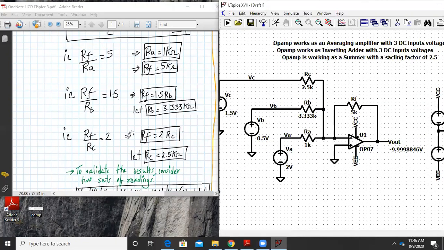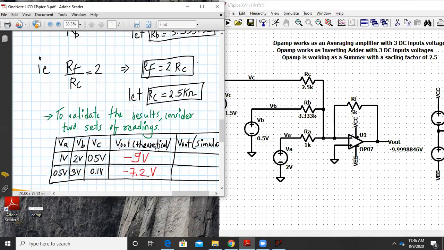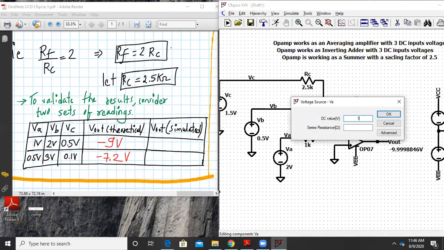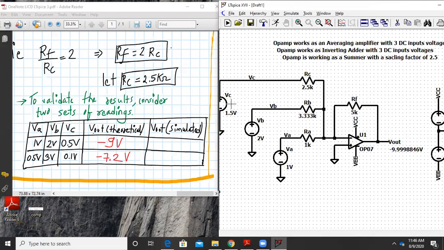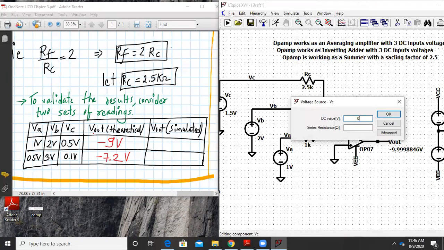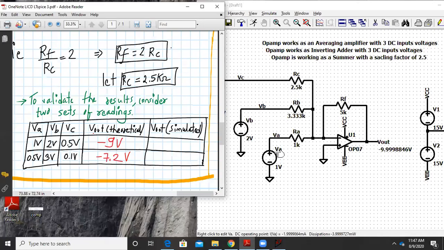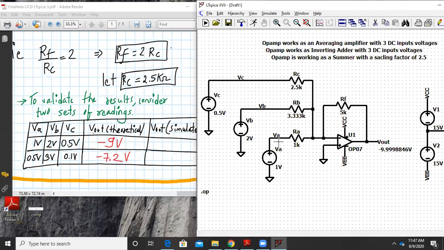And the input combination, here we have VA, VB, VC as 1, 2 and 0.5 volts. So give VA as 1 volt, VB as 2 volts, and we will give VC as around 0.5 volts. Okay, so we have defined all the parameters as per the design, and we have given the input combination also, VA, VB and VC as 1 volt, 2 volts and 0.5 volts, and we are expecting minus 9 at the output. Let us simulate and check.